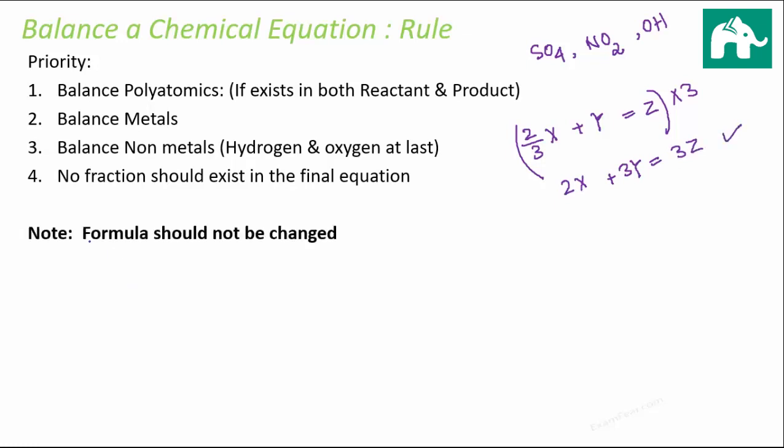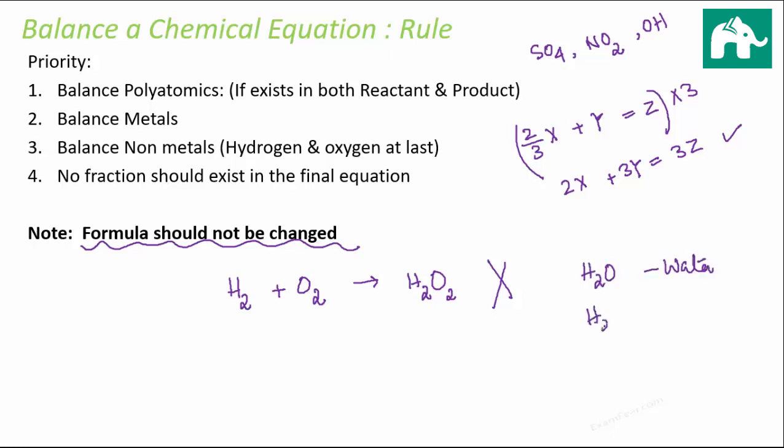So this is important. One very important thing is formula should not be changed. For example, let's say that you have an equation like this: hydrogen plus oxygen combined together to form H2O. Now, if you are asked to balance this equation, you may think that okay, fine, let me put a 2 here. So now it is balanced: H2, H2, O2, O2. But this cannot be done, because we have altered the formula altogether. H2O is water. But the moment we make it H2O2, it is hydrogen peroxide. So they are two different things altogether and we just can't alter the formula.